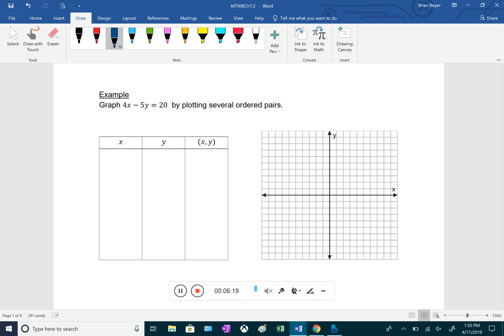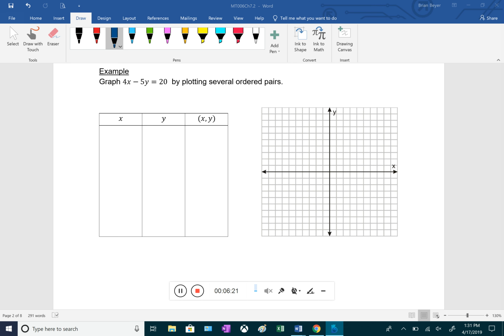Okay, for the next one, we have 4x minus 5y equals 20. We're going to graph it by plotting several ordered pairs. So we know it's going to be a straight line because it's a linear equation, because the x and the y both have an exponent of 1.